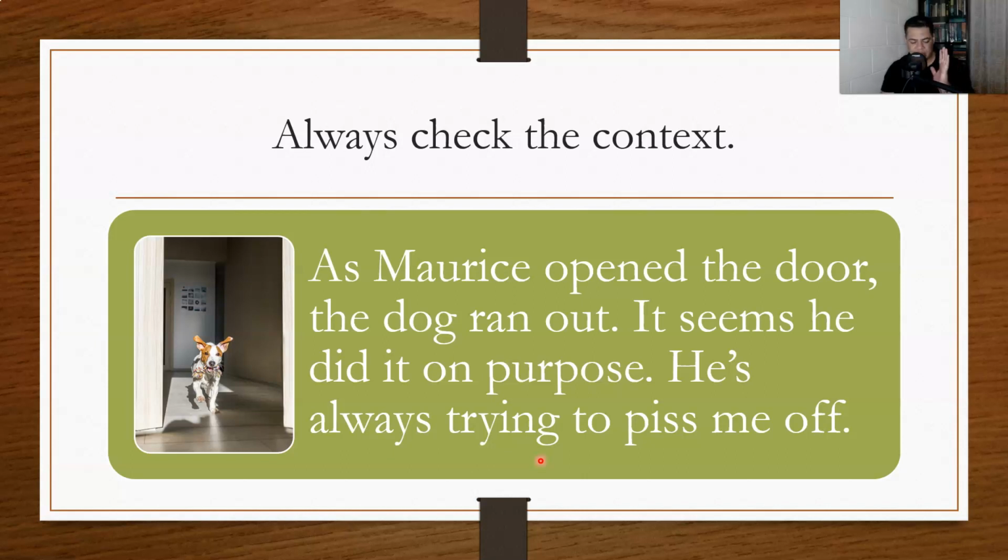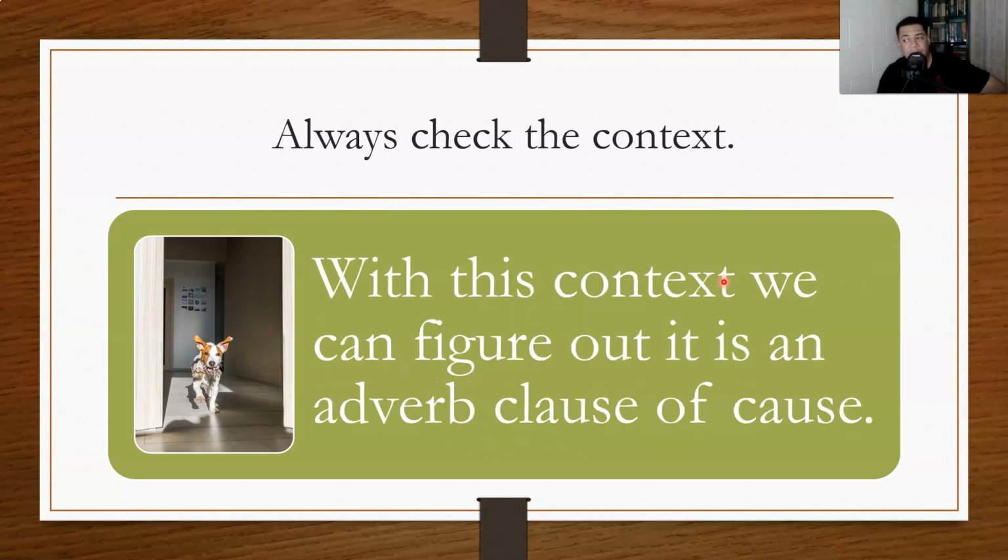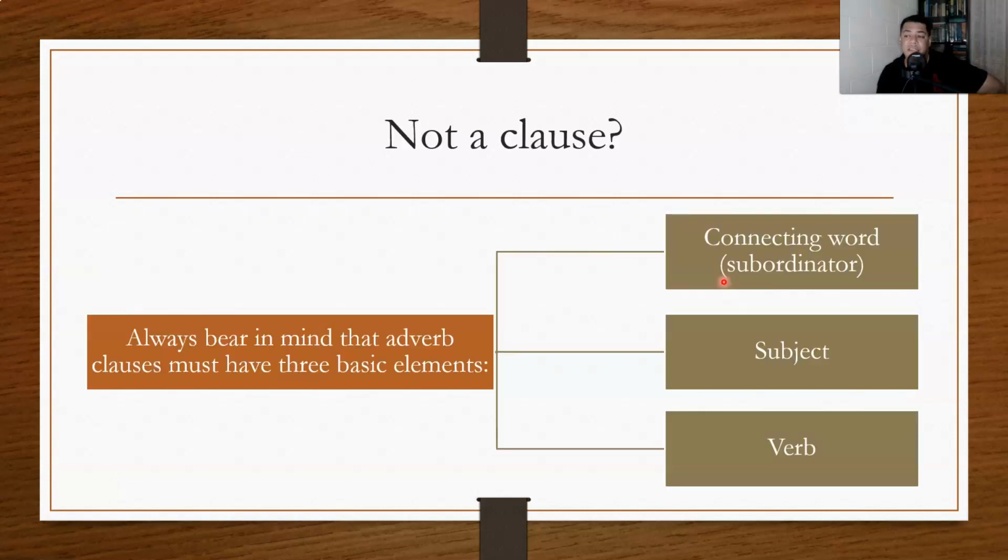Because the context says that it seems that he did it on purpose and that this guy Maurice is always trying to piss me off. So it hints that there may be a causality in the dog running out when Maurice opened the door, right? So we can figure out it is an adverb clause of cause with the context.